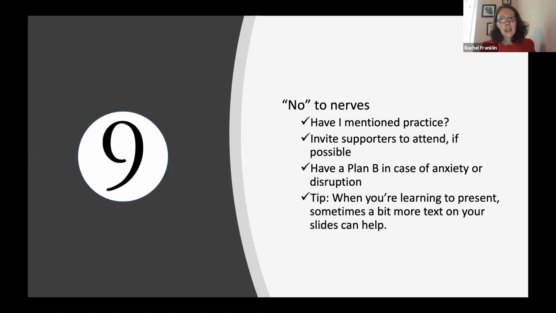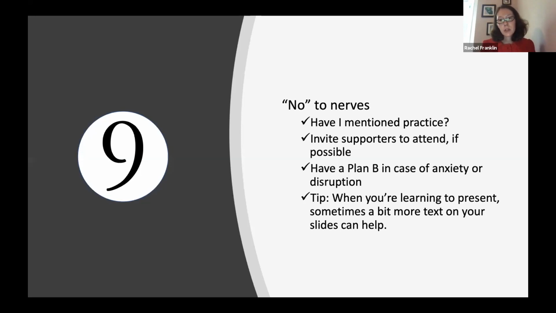But then I would say, always have a plan B in case of anxiety or in case the technology doesn't work the way it's supposed to. The easiest plan B is to be able to give the talk without slides, right? Could you talk at least some of the time without any slides? If you freeze, what are you going to do to get yourself going again?